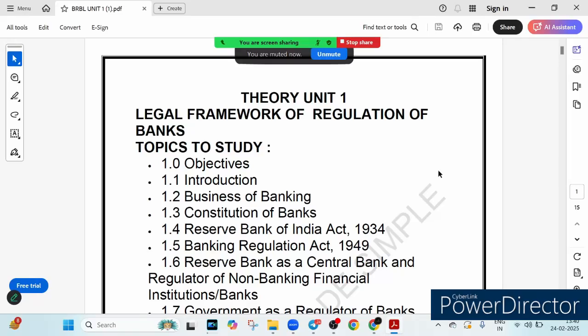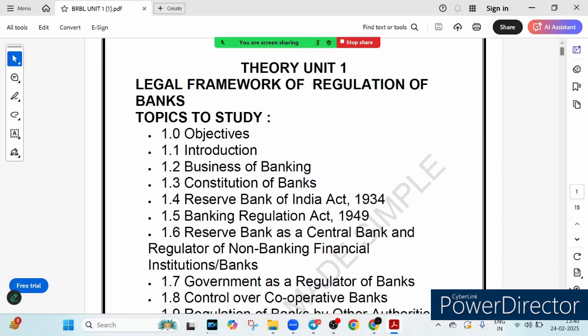In this session, we are going to discuss our Unit 1 theory portion of BRBL, and the chapter name, as you can see, is the legal framework of regulation of bank. So before delving into the chapter, let's see what are the topics which we are going to discuss.